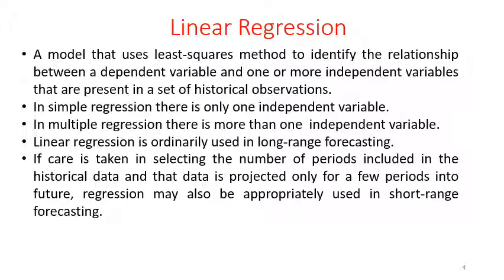For example, 12 months, that is 1 year, can be divided into 4 quarters. So the first 3 months, first quarter, second 3 months, second quarter, third 3 months could be the third quarter, and the fourth 3 months could be the fourth quarter. So you can even apply linear regression in short range forecasting.